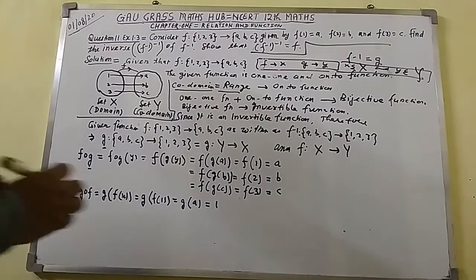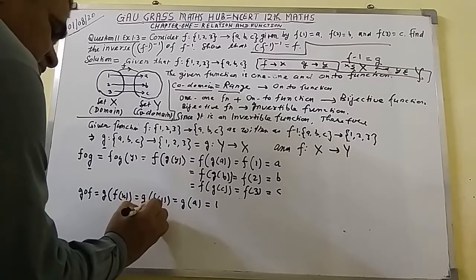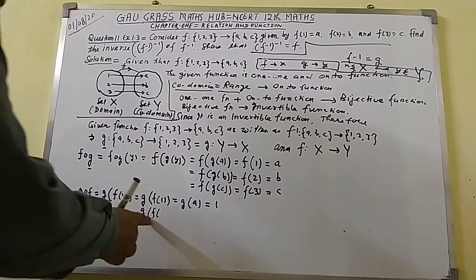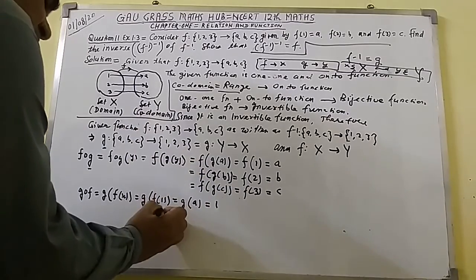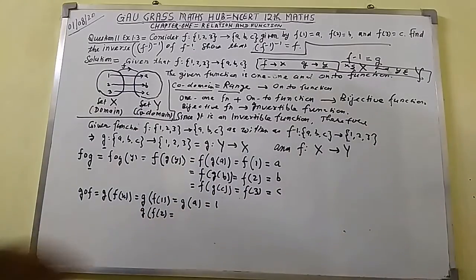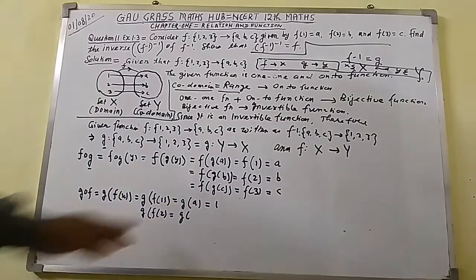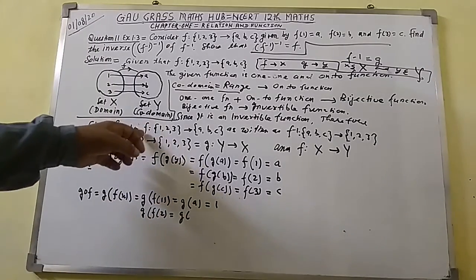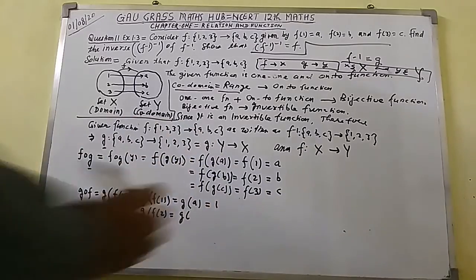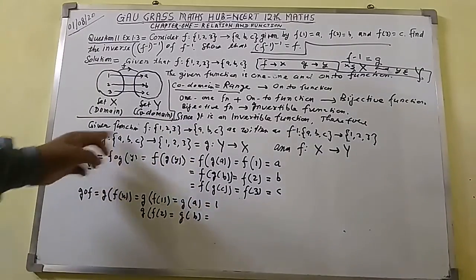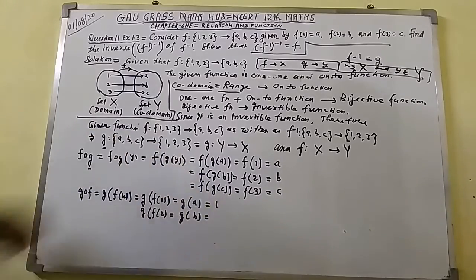So again what will you do? Like this you have to write G of F of 2. Write here 2. The value of F of 2, here write G. The value of F of 2 will be taken from F2 equal to B. So here write G of B. Now come out to G of B, which equals 2. Write here 2.